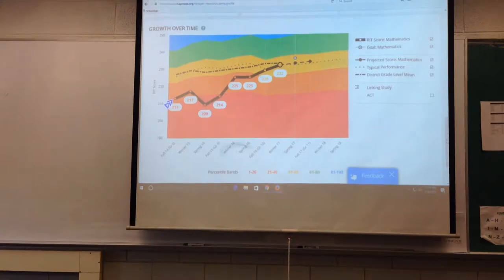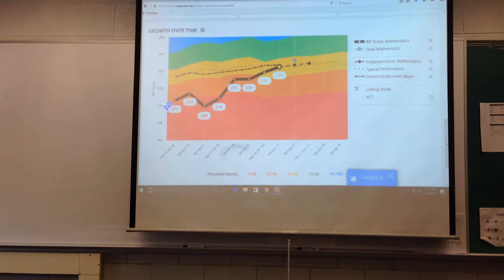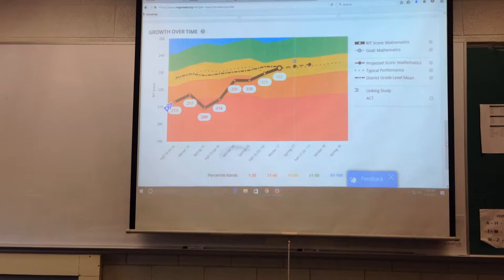And if you see there, do you see those little blue arrows at the bottom in the red? What percentile band do you think you were in? I guess let's go to the spring of what would have been your eighth grade year. You see that spring 15? Yeah. What percentile band were you in? The 1 through 20, the red.